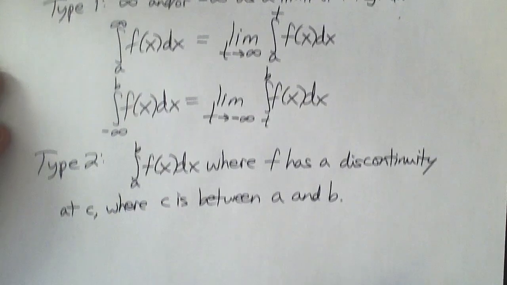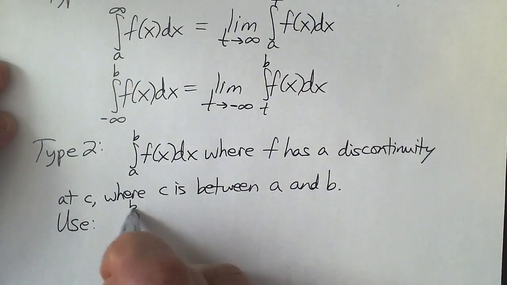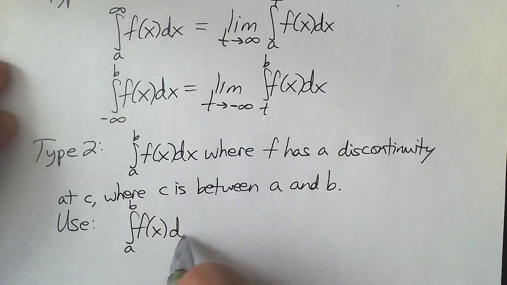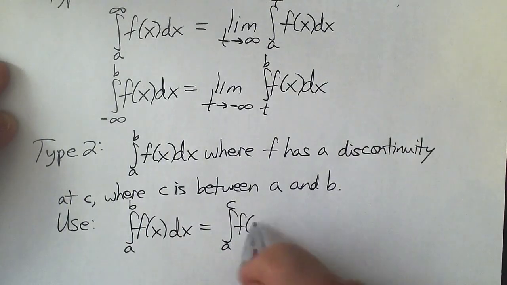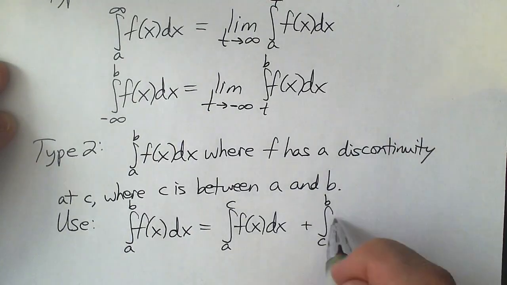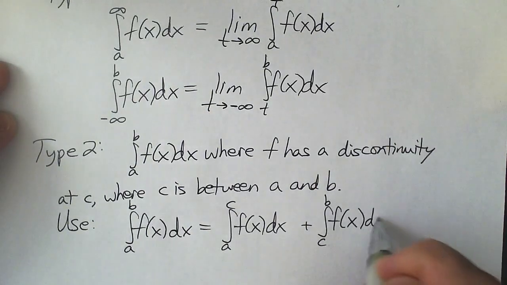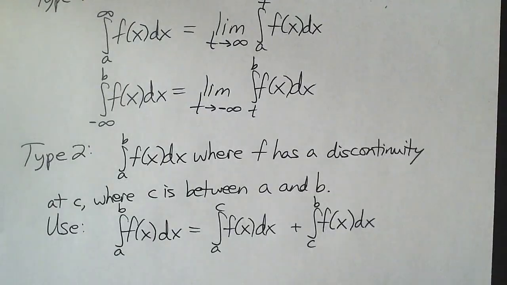So what we do is we split it up and we integrate everything to the left of the problem and everything to the right of the problem, and we might need to do a limit for each of those. So I'll do one of these examples, I think. Oh no, actually, I'm sorry. The example that I have is a type 1. Yeah, we'll do a type 1.